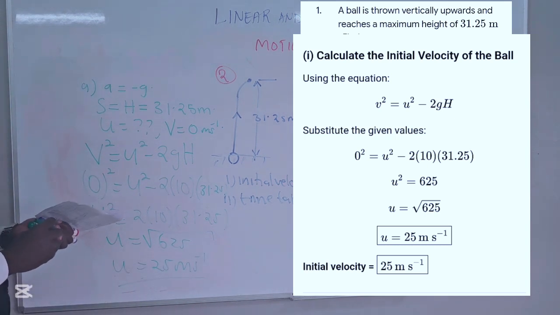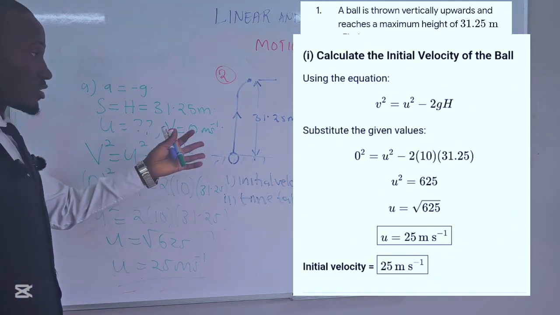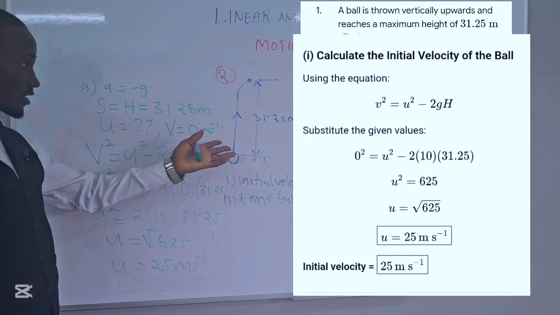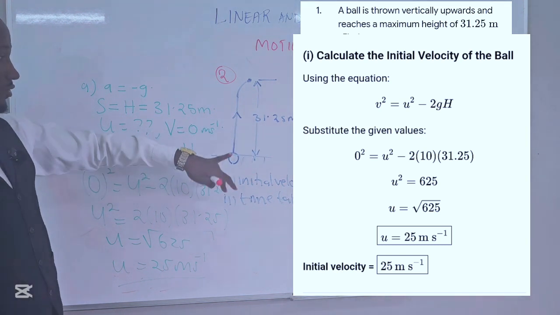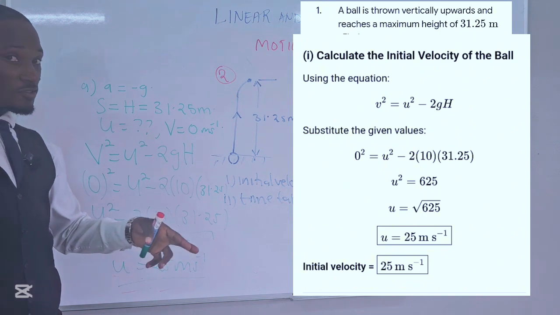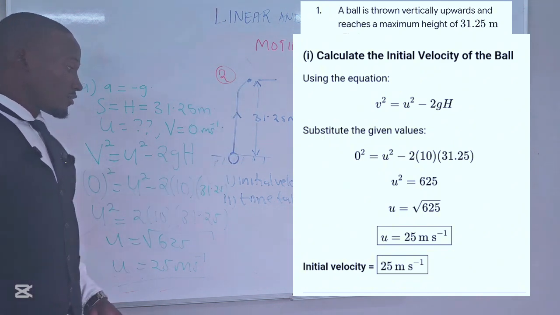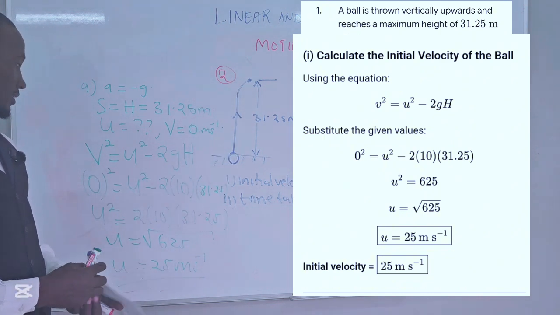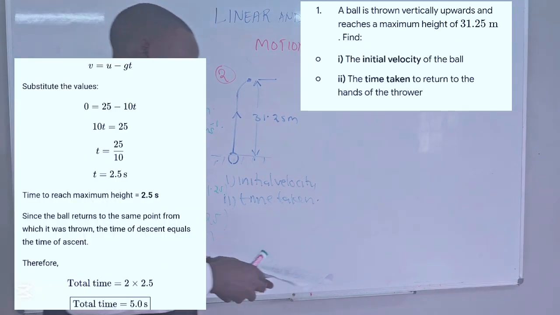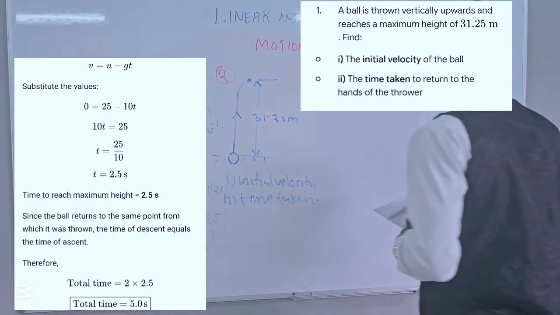So it is always very good to use sketches when doing these questions. Sketches are very important because they help you interpret the question. You can see I've put an arrow to help me identify that it's moving vertically upwards. Let's look at another part, Roman 2, which says the time taken.